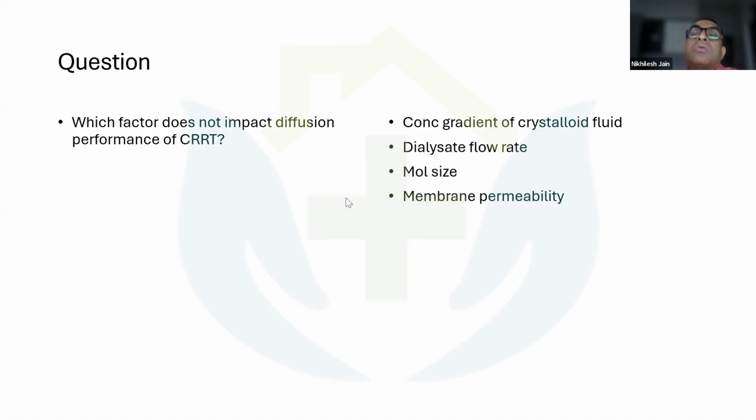No, okay. So the answer to this is concentration gradient of crystalloid fluid. That does not impact your diffusion performance in CRRT. The dialysate flow rate, the molecular size, and the membrane permeability, all of them impact it.